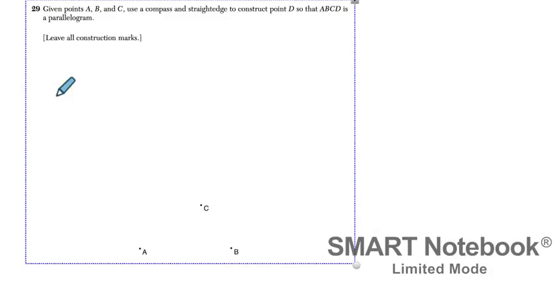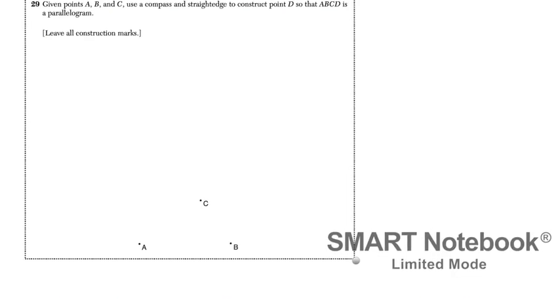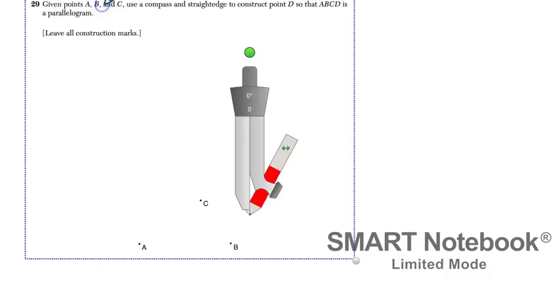Number 29 is a construction, and particularly, it's a deceptively simple construction. It's not one of the standard ones I'd imagine that you're taught. It's requiring you to use a little bit of knowledge about parallelograms, about construction, segments, all of that stuff. So we want to construct point D so that ABCD is a parallelogram.